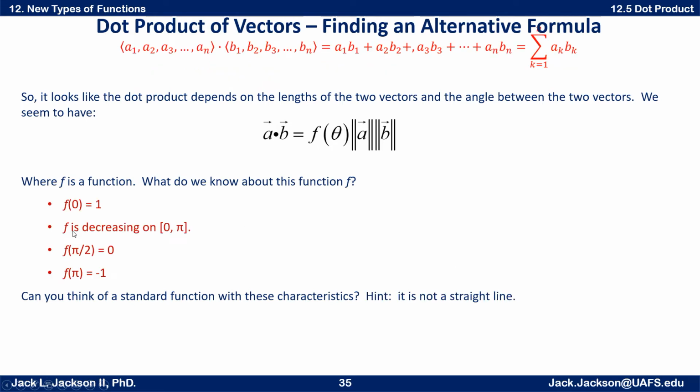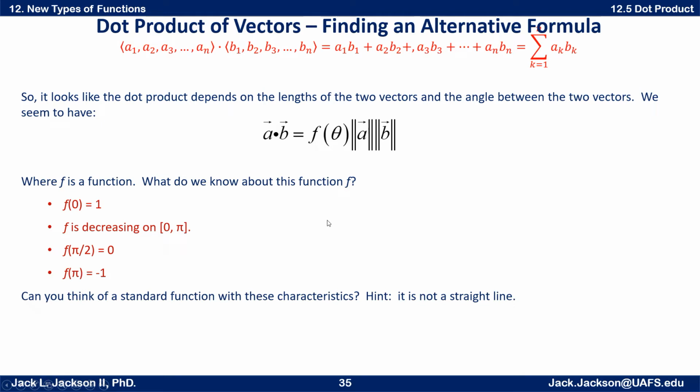Well, what have we known so far? We know f is decreasing on the interval from 0 to pi. It's the biggest when the angle is 0, and this f is just 1, right? So when the angle is 0, then this function is 1, and the dot product is just the product of the two magnitudes. It's the least at the other extreme when that angle is pi, and this is -1. So it's the multiply the two magnitudes and then make it negative. And when you get halfway in between at pi over 2, it's 0.